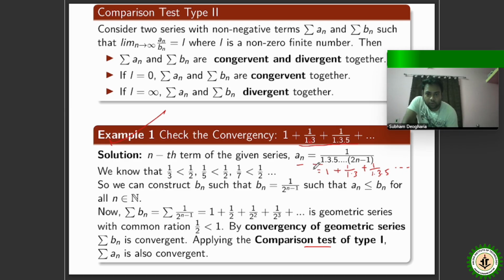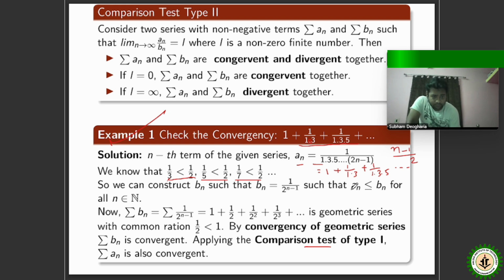Now we all know that 1 by 3 is less than 1 by 2, 1 by 5 is less than 1 by 2, and 1 by 7 is less than 1 by 2. If we replace 1 by 3, 1 by 5, 1 by 7 and so on by 1 by 2, there are n minus 1 number of 2's. So that's why we take b_n as 1 by 2 to the power n minus 1. There are n minus 1 number of 2's in the denominator of that infinite series.